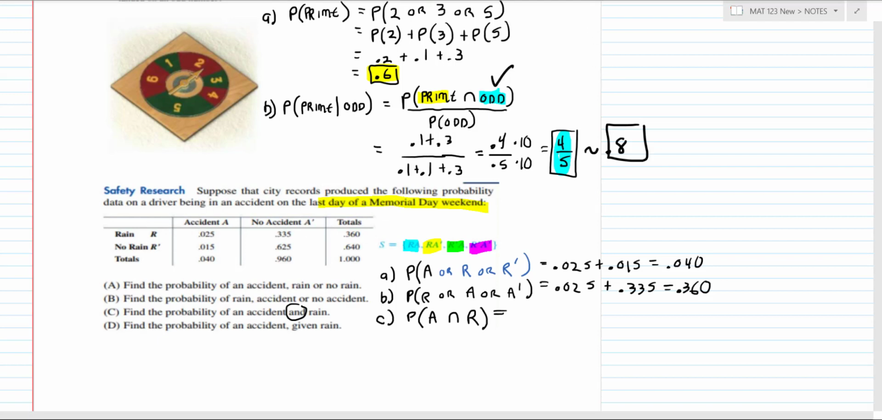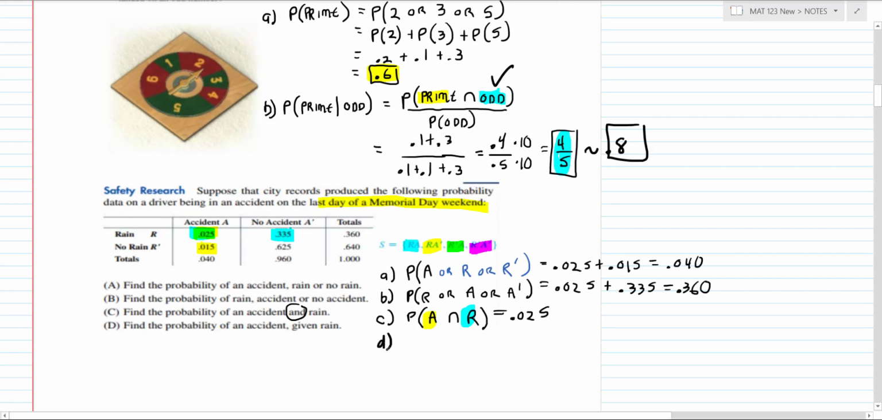So what I'm going to do on this is I'm going to highlight being in an accident. Okay, and I'm just going to highlight those two numbers right there, not the total. I don't worry about the total. Then I'm going to highlight the probability of rain. So where did they intersect? There you go, 0.025. You can see where the colors blended. So that again is an intersection. So that's 0.025. There's nothing to calculate.